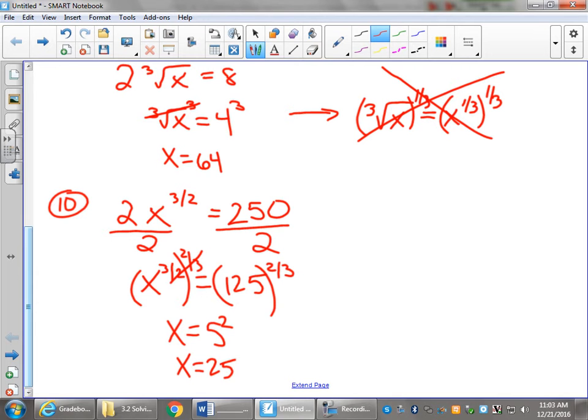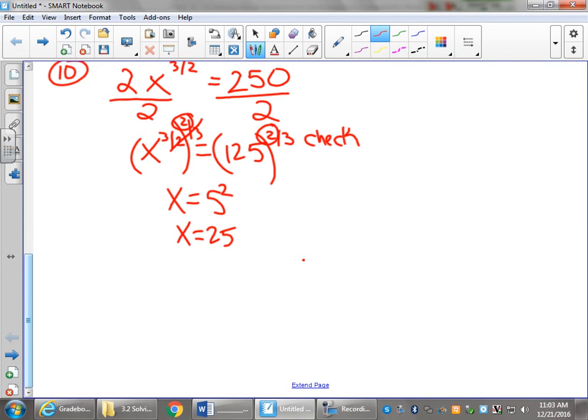Did we raise both sides to any even powers or even roots on that example? Yes. Which one, power or root? Power. So if we look at what we raised to an even power, that means we are going to have to check our solution. I'm going to show the check. I am okay if you guys check on the calculator or use mental math, but you got to put a check mark at least so I know you checked it.